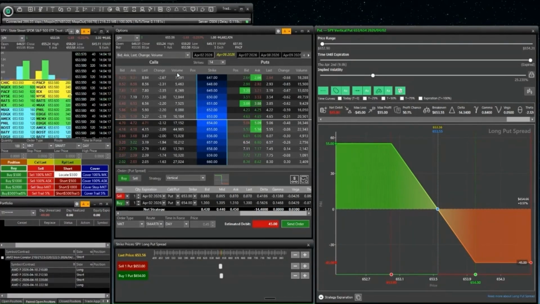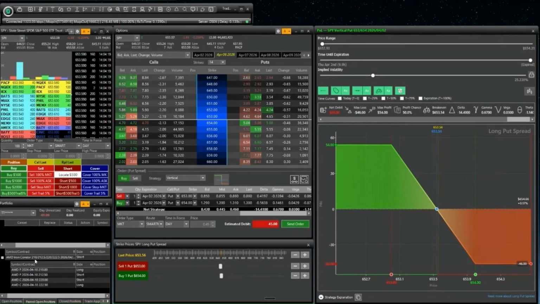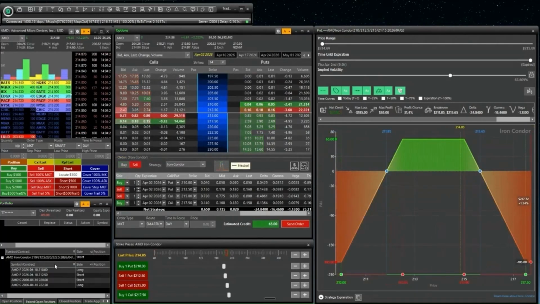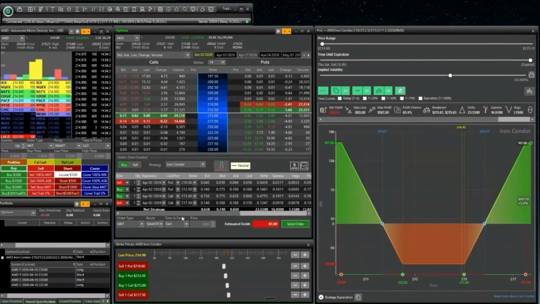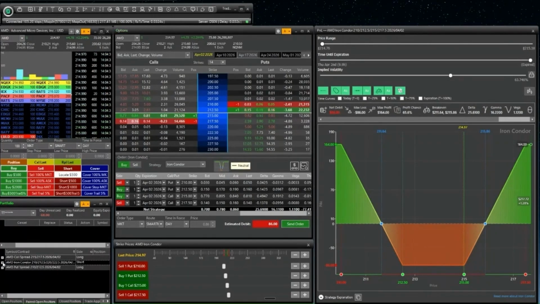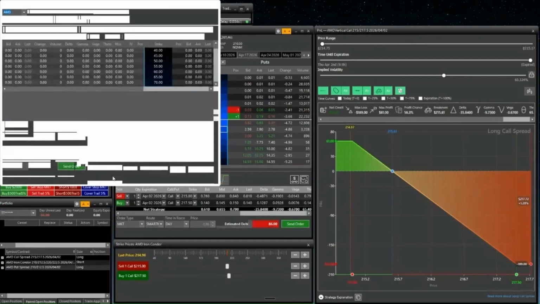How do I close the spread in an emergency? All I do, I click AMD Iron Condor. What it does, it loads it into the ticket for me. I hit buy. I send the order now. Send order. Oh, oops, my bad. I was long on the Iron Condor. That's my bad. So let me go ahead now and just close all these out.